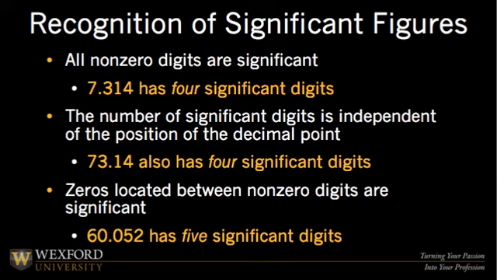Now, if we look at the recognition of significant figures, we see that all non-zero digits are significant. We see that the number 7.314 has 4 significant digits. Also, the number of significant digits is independent of the position of the decimal point. So 73.14 also has 4 significant digits. Finally, zeros located between non-zero digits are significant as well. So 60.052 has 5 significant digits.